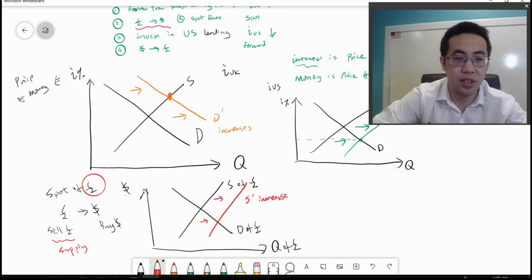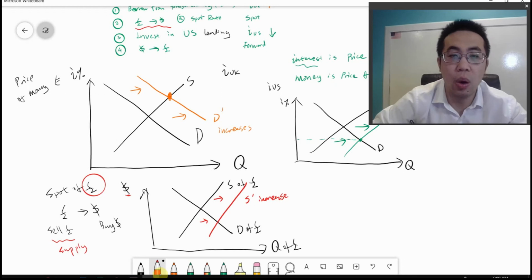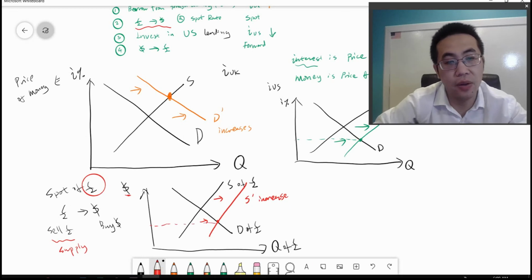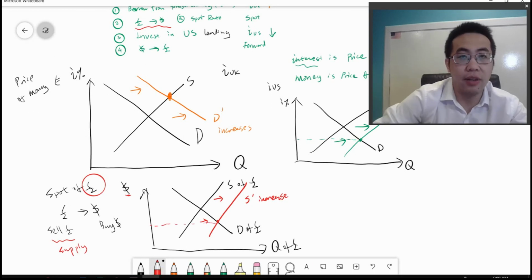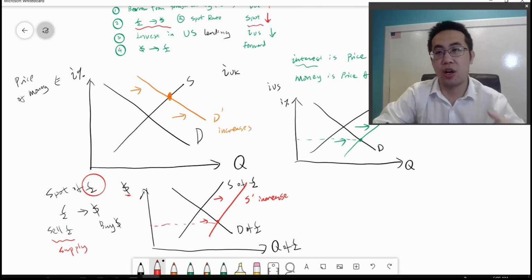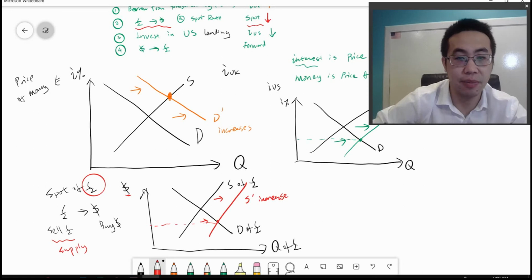Okay, and the price is expressed in US dollars. So what would happen to the price of a pound? You will see due to higher supply, the price of pound would decrease to a newer level. So the spot rate of the pound would go down, just because people are supplying more pounds in the market.